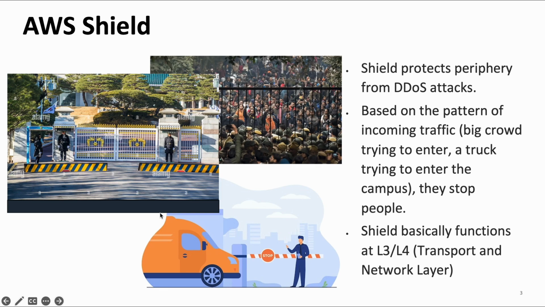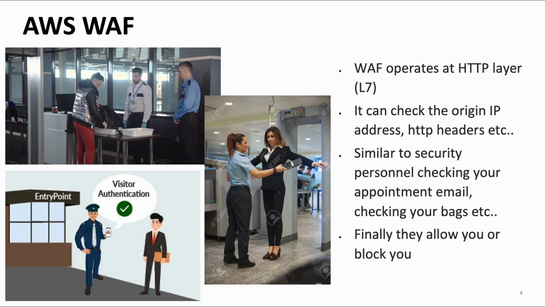It doesn't check your HTTP headers or which IP address the message is coming from, nothing. It just checks the patterns. So it will not check who is coming in, whether he or she is allowed to come in, etc. But in WAF, it checks where you are coming from. WAF will check your IP address, it will check the HTTP headers, etc.